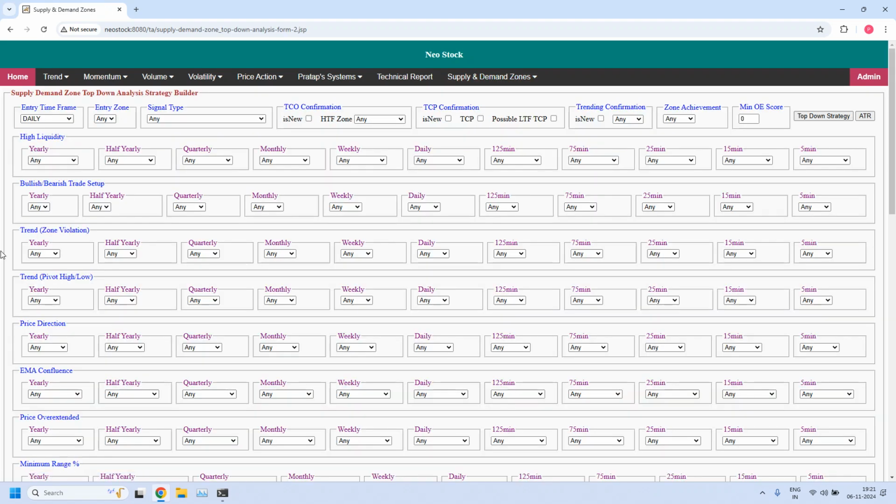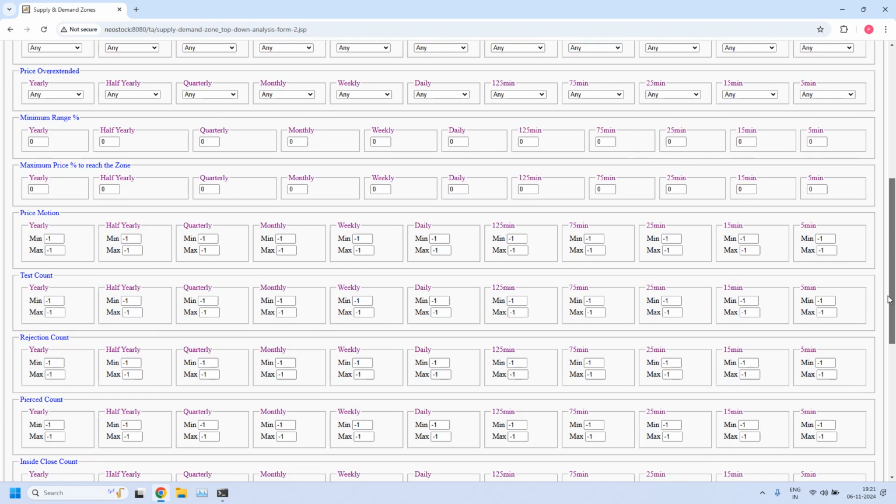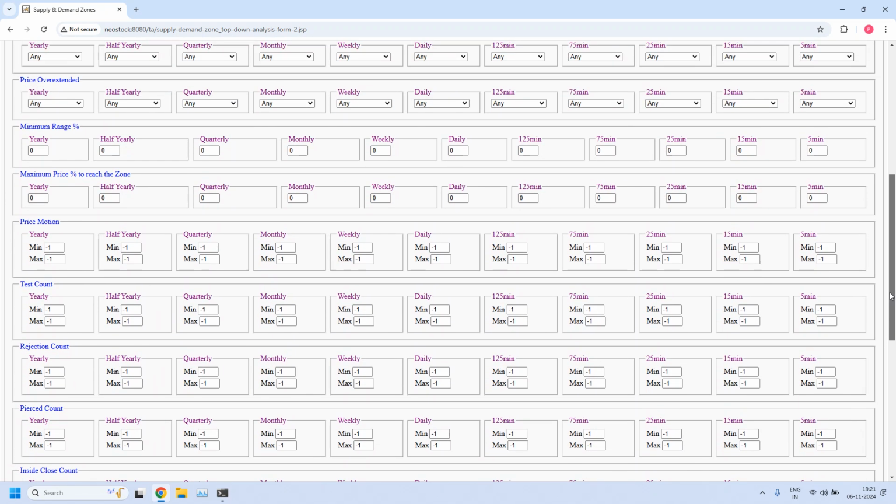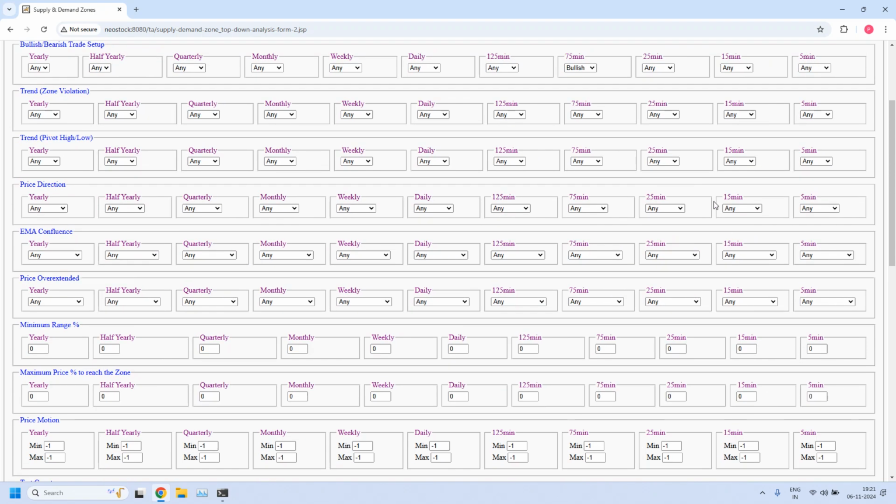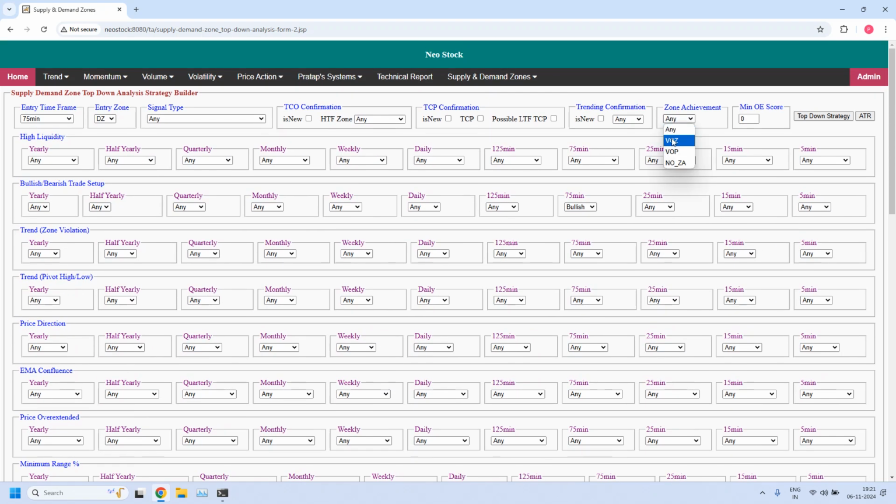Okay, next one is a bullish trade setup for weekly income trade. Entry time frame is 75 minutes. Entry zone, demand zone. In bullish or bearish trade setup at 75 minutes, I am selecting bullish. The 75 minutes demand zone should not be pierced, so in the pierced count at 75 minutes, minimum value is 0, maximum value is 0. Zone achievement VOZ, minimum order enhancer score 12. These filters are applied to the 75 minutes demand zone.